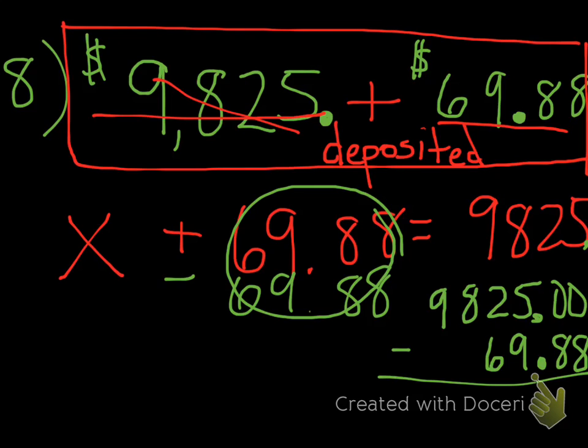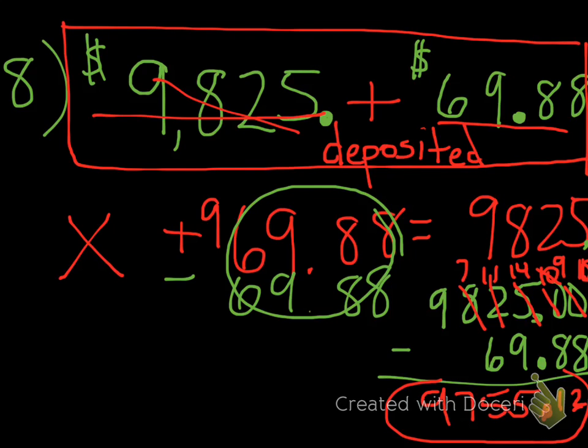Now you guys know how to subtract. That's how you do the problem. You guys can get the answer on your own. And this would be your answer. $9,755.12 is what we started with, and I'm going to label it as dollars.